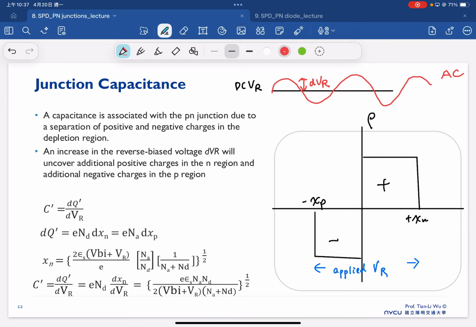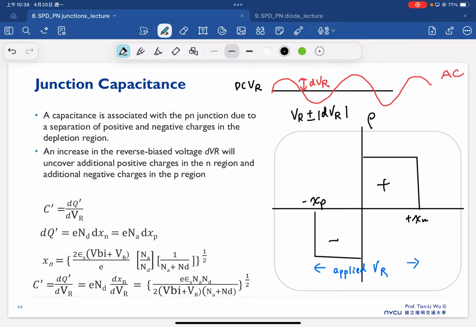So now the voltage here is VR. Sometimes it's increased because of this positive AC, sometimes it's negative. So the bias here becomes dynamic. It's not a constant anymore. It's VR, positive and minus dVR. And because of this positive and minus, that additional bias will apply to our junction.